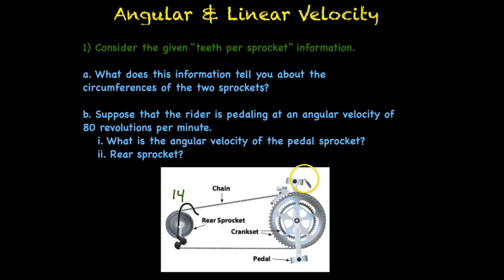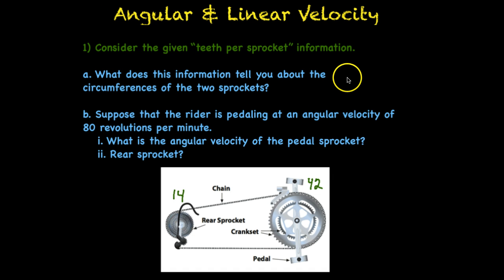We'll go ahead and write 14 and 42 here to help us think about that. We're considering the teeth per sprocket information that's given. Try to answer this question. What does this information tell you about the circumferences of the two sprockets? Pause the video and see if you can answer this question.